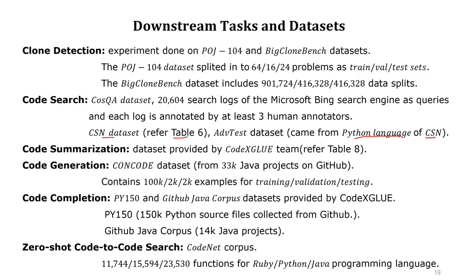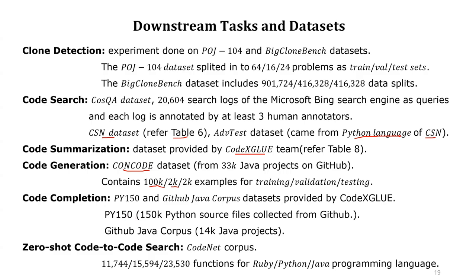We do have table 6. Code summarization: they use the CodeXGLUE dataset. We can refer to it on the later slides. Code generation: they use the CONCODE dataset, which has 33,000 Java projects on GitHub. The dataset split setting is 100,000, 1,000, 1,000 for training, validation, and test splits. They use PY150 and the GitHub Java Corpus for code completion downstream tasks.